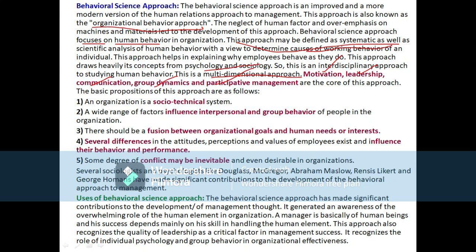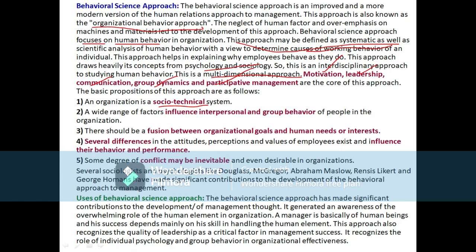Now, what are the basic propositions, the basic features of this approach? Firstly, an organization is considered as a socio-technical system. Both individuals and technical aspects should be considered there. So altogether it is a system. The organization is a socio-technological system.